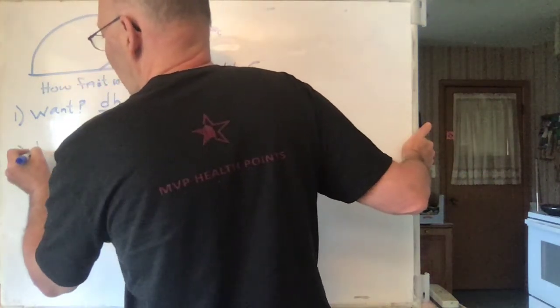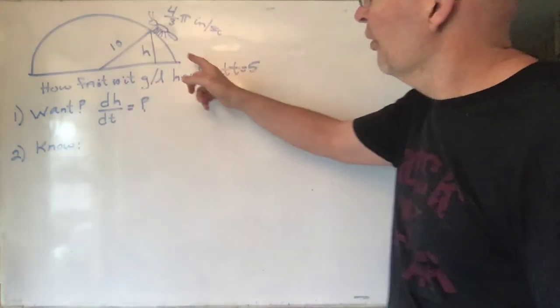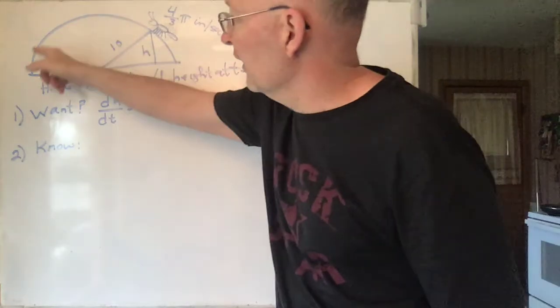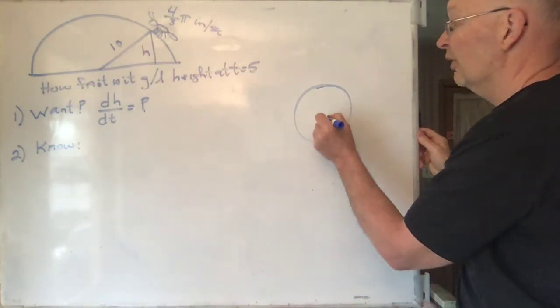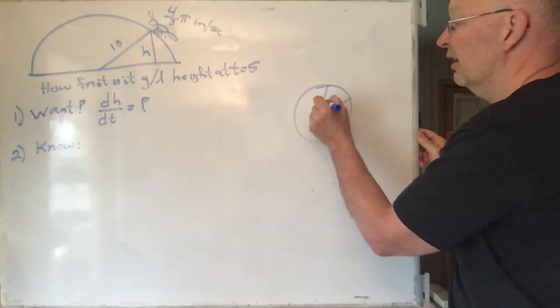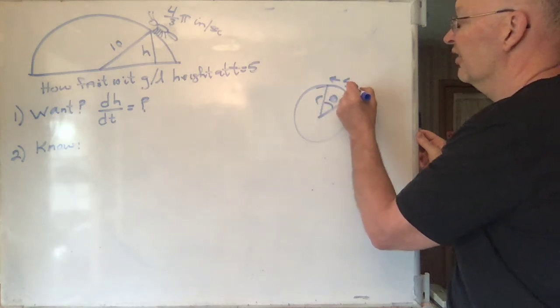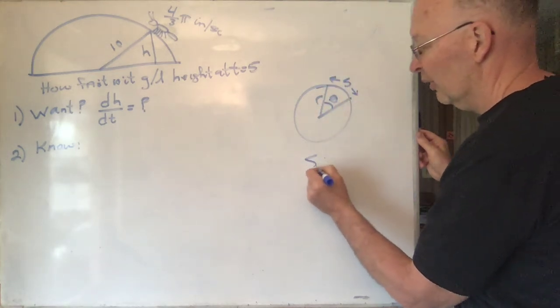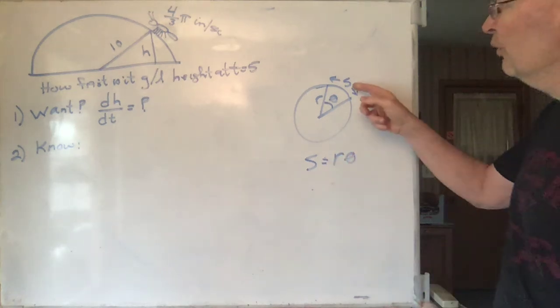Number 2, what do we know? We know the rate at which it's moving along the hoop. Recall that when we talked about the definition of angles, and we said if this angle is theta, and this radius is r, and this distance is s, then what's the relationship? S is equal to r times theta. So we used s for that.